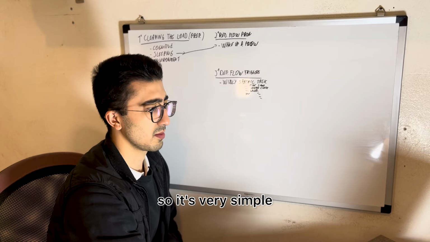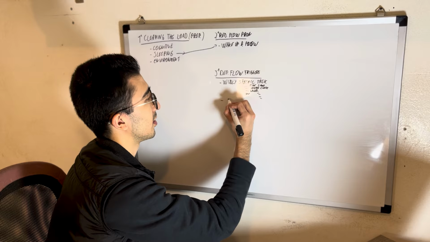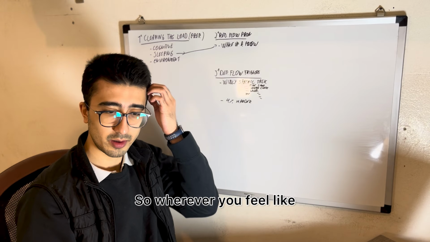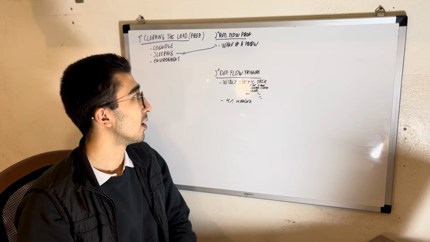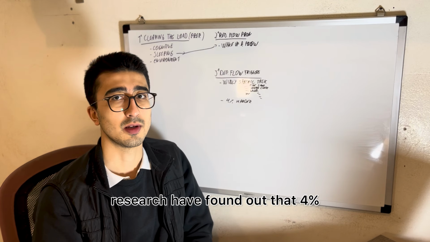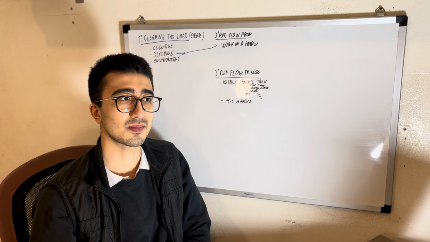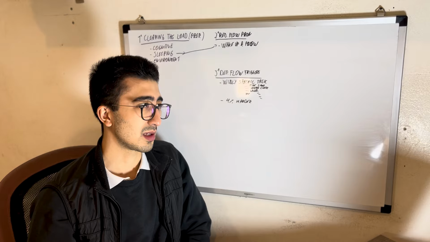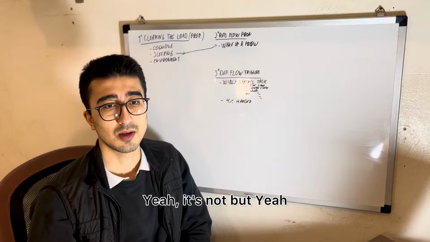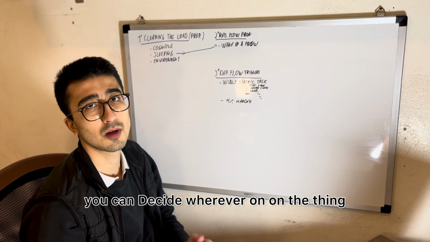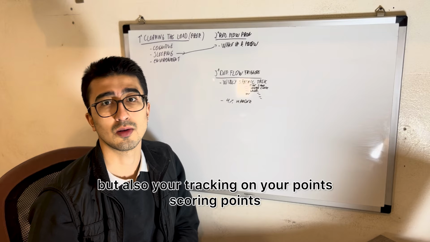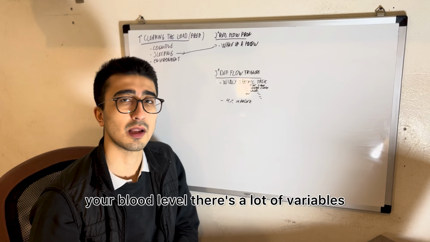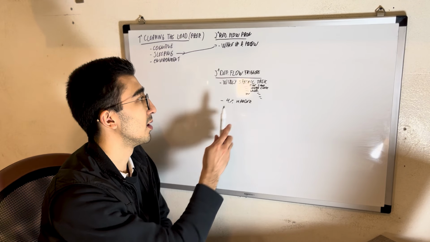Yes, so it's very simple, and the other part is about going 4% harder. Wherever you feel like you're not pushing enough, scientists, through a lot of research, have found that going at least 4% harder than what you're doing every time is the optimal pace, not more, not less. Sometimes it's very easy to find out, sometimes it's not, but you can decide based on the feeling you have in the moment, but also by tracking your points, how fast you are running, your blood levels. There are a lot of variables that you can manage, and this is actually a perfect range.